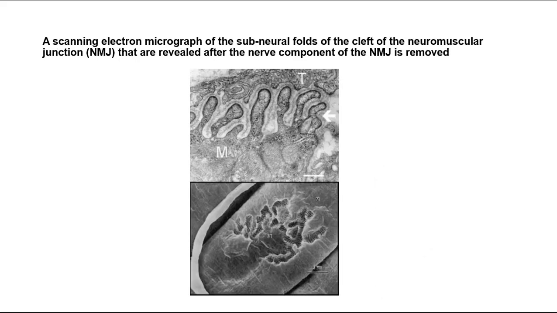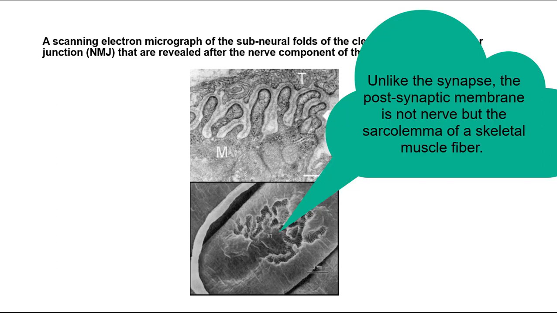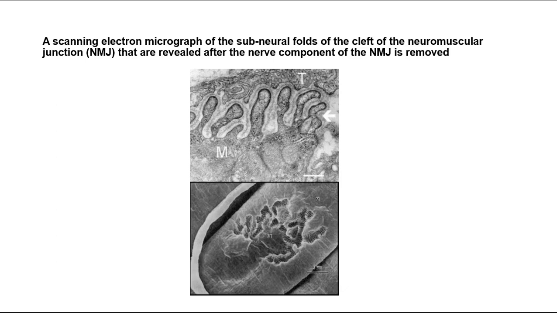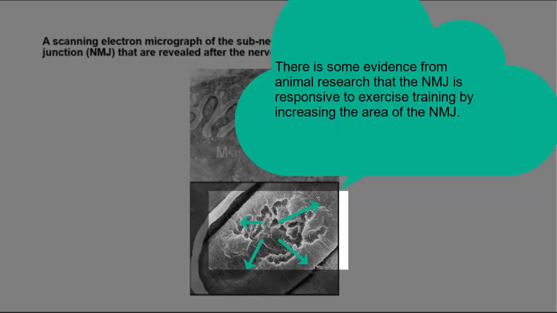When the nerve component of the neuromuscular junction is removed, the subneural folds are clearly seen as invaginations along the sarcolemma. As previously explained, unlike the synapse, the postsynaptic membrane is not nerve but the sarcolemma of a skeletal muscle fiber. For all neuromuscular junctions, the neurotransmitter is acetylcholine. There is some evidence from animal research that the neuromuscular junction responds to exercise training by increasing the area of the neuromuscular junction.